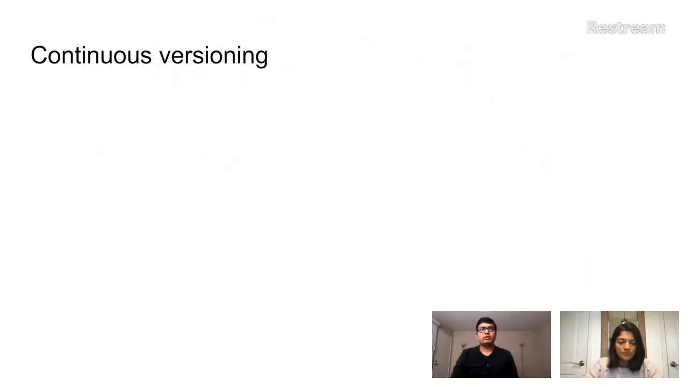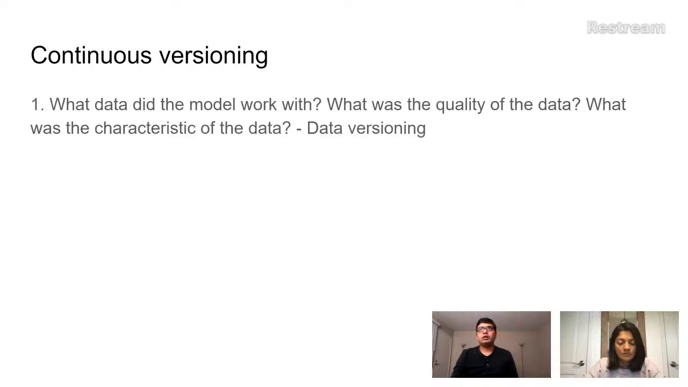The next one is continuous versioning. Why do I want to be continuously versioning my data, my model, and my steps? And the reason is these are the questions which businesses usually ask. What data did the model work with? What was the quality of the data? What was the characteristic of the data?